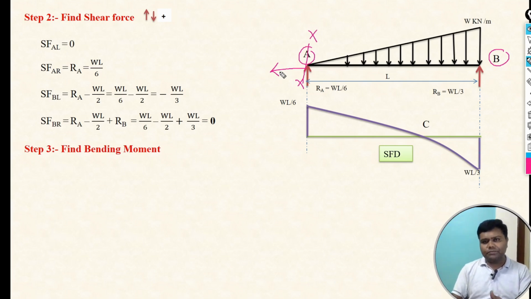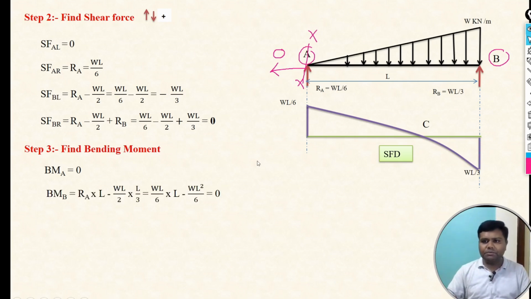So if you take the section at A point and focus on the left of that A point, there will not be any force. So force is 0, it means the bending moment at A point is 0. Okay, bending moment at A point is 0. Now after that we have to take the bending moment at B point. See how we have calculated the bending moment at B point.